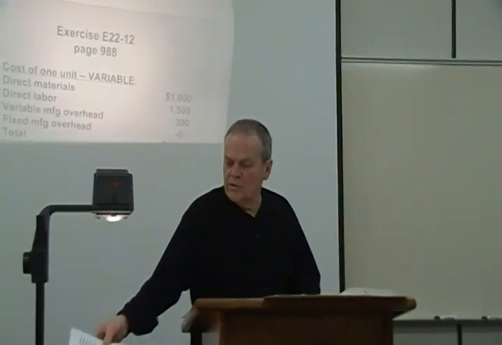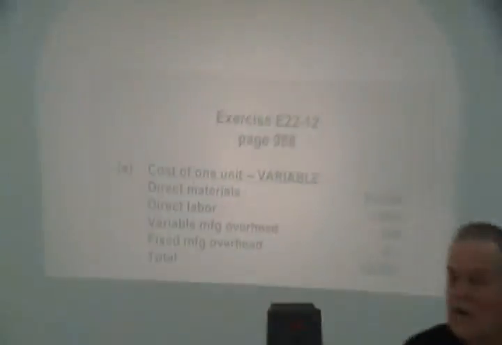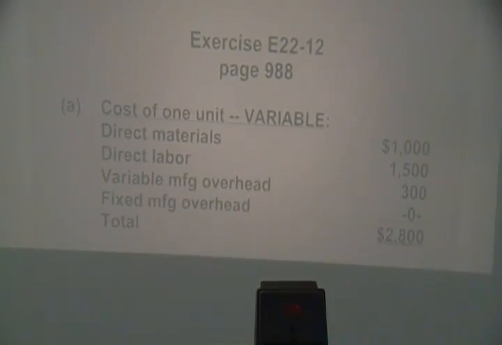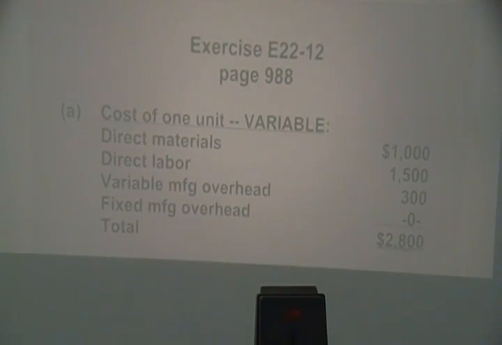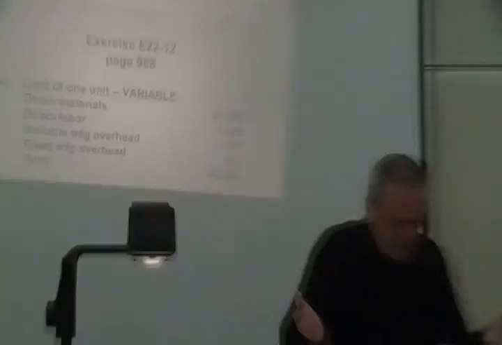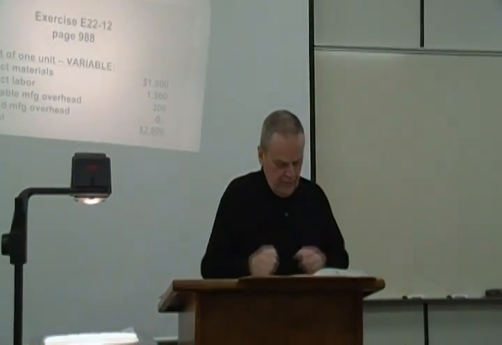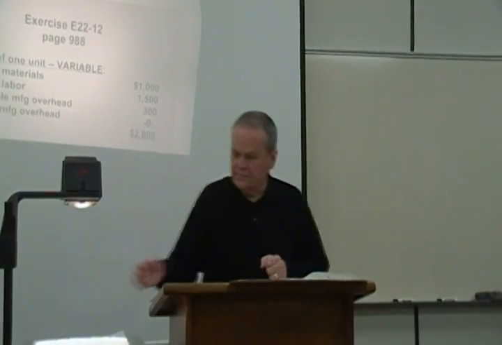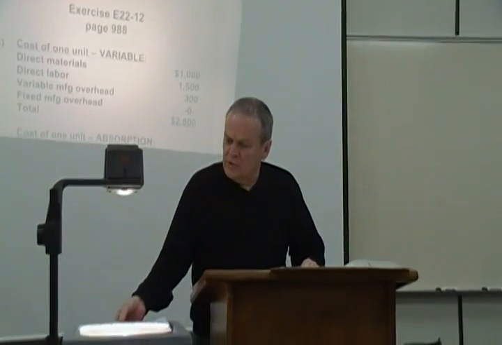Jeff? $2,800. The book said, find the cost of one unit using variable costing. It cost us $2,800 to produce one unit, and we sell that unit for $4,500. I think the book should have asked, perhaps A2 should have said, compute the manufacturing cost of one unit using absorption costing.